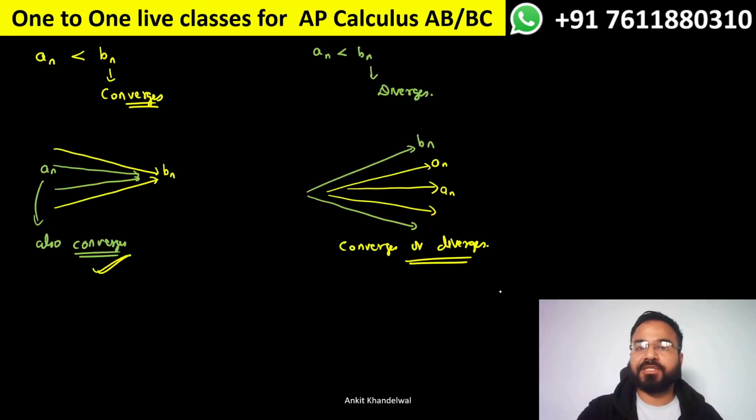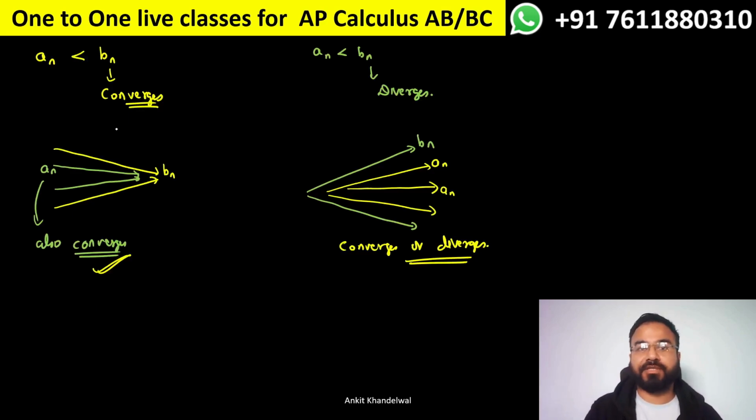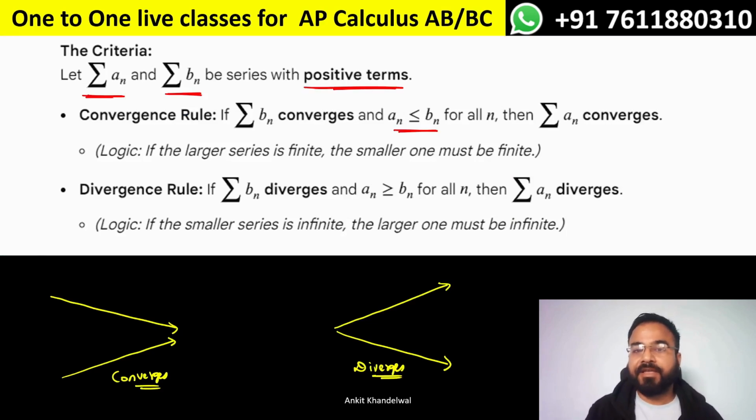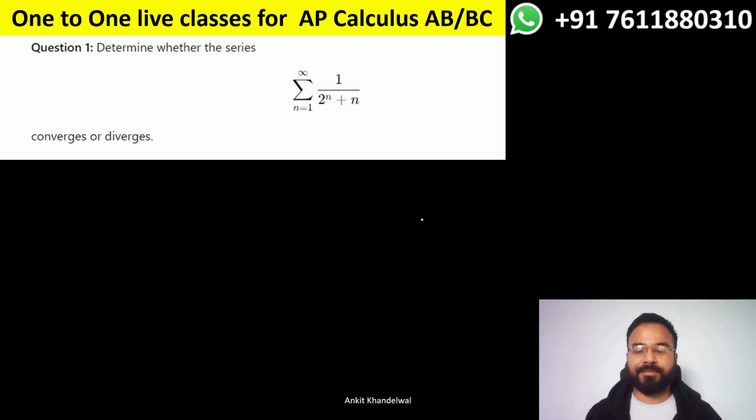So these are the four possible cases we will have to compare the series. That's what is written over here. You can see if the larger series is finite, the smaller one must be finite. It means if the larger series converges, the smaller series also converges. You can see the larger series converges in the first case, the smaller also converges. And similarly, if the smaller series diverges, the larger one must be diverging. In this case, if the smaller series is diverging, the larger must be diverging. In the rest two cases, the test fails. So let's understand with the help of an example.